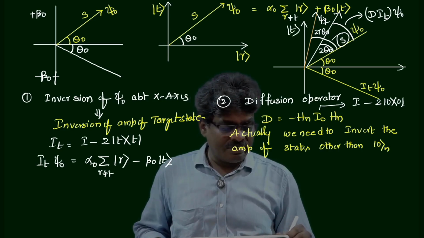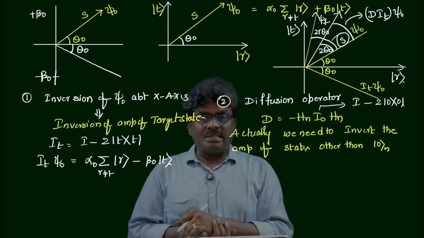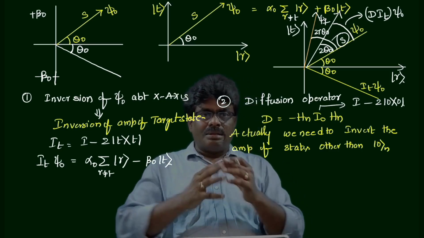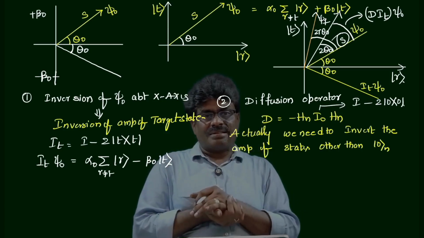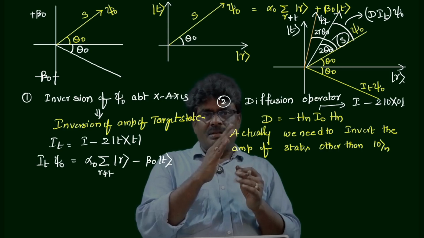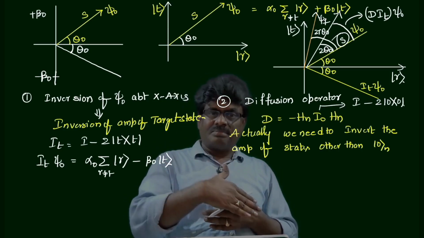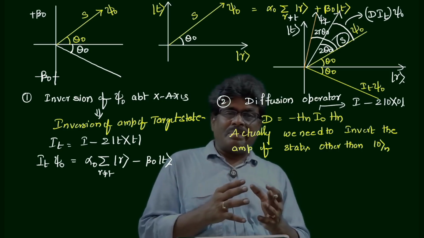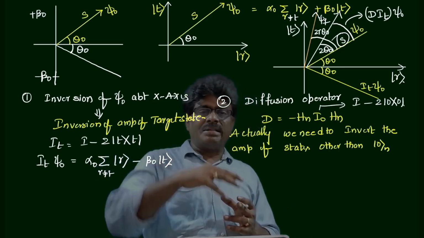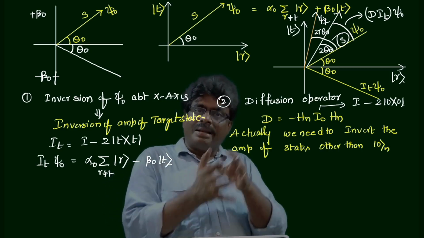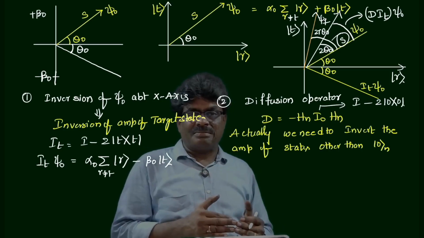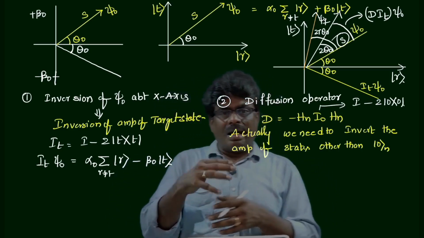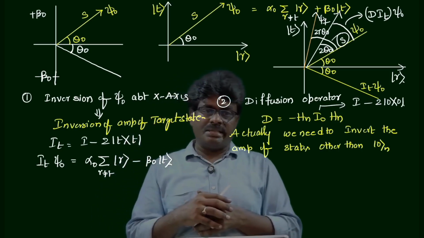Target state. X-axis is what? The remaining states. So once it comes close to the y-axis, the amplitude of the target state is increasing because the slope is increasing. Slope increases means what? Y coordinate is increasing, x coordinate is decreasing, then only the slope will increase. So ultimately, what is happening here? The amplitude of the target state keeps on increasing, and the remaining states' amplitude keeps on decreasing.